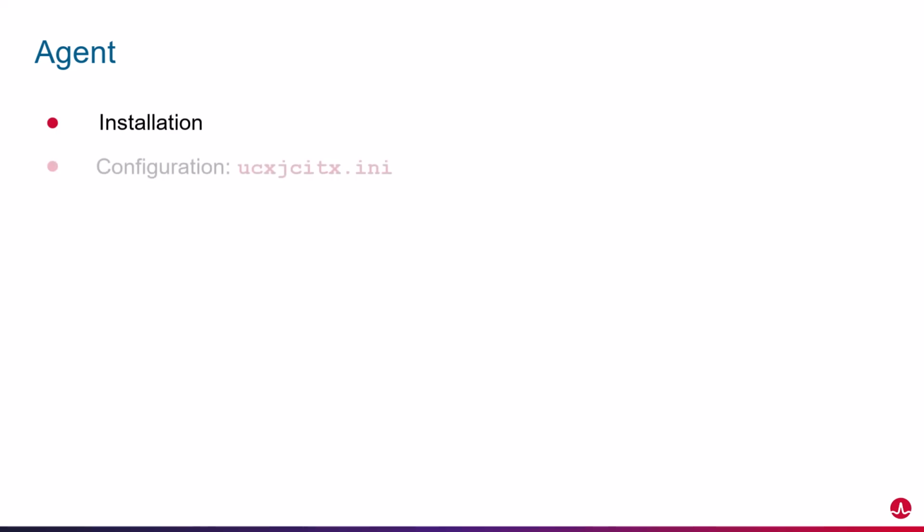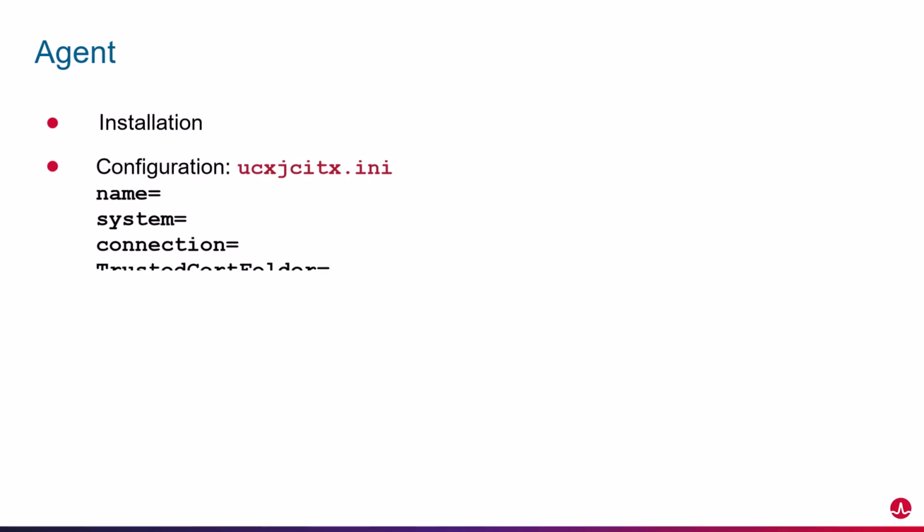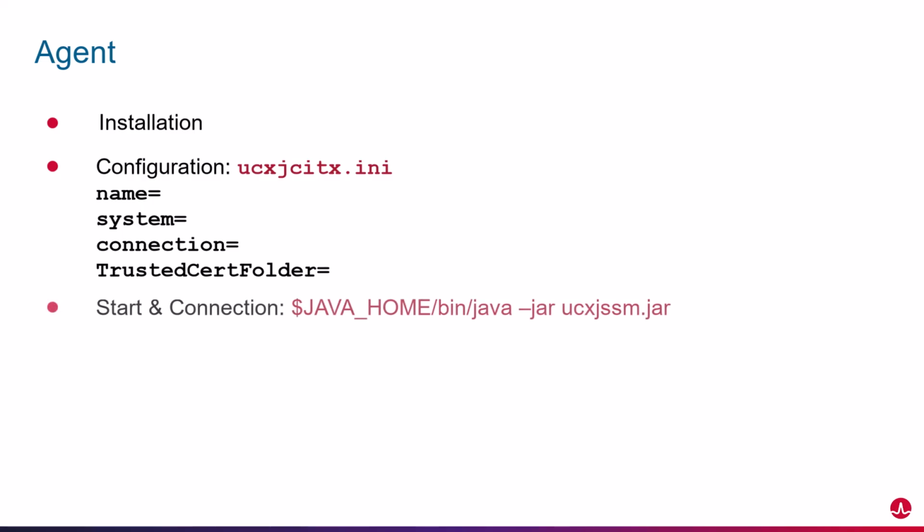Based on the platform, we rename the agent configuration file UCXJCITX and set a minimum of 4 values: the agent name, the automation engine AE system name, the host name and port connection to the automation engine's JCP, and finally the directory containing the TLS certificate. Finally, we start the agent by invoking the JAR file via the Java command.